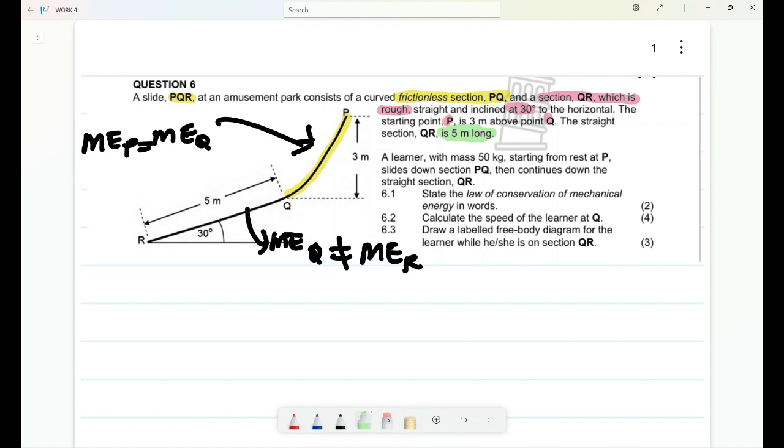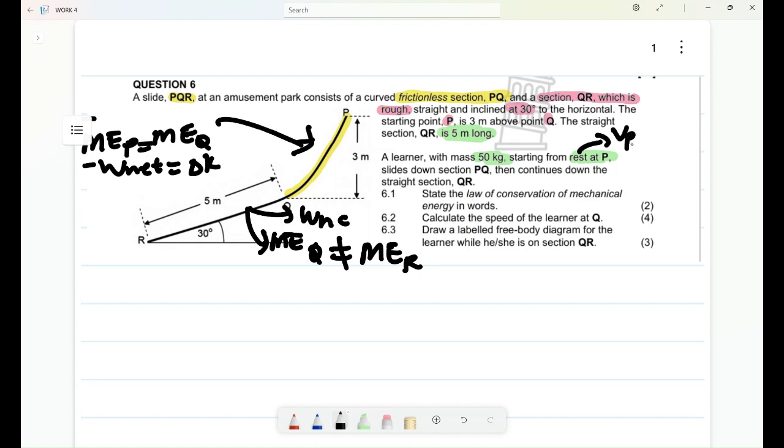I'm happy to attempt this question. Here, remember, we can use this formula and this formula. Since it is not conserved here, you can only use the other two. We can also use work done by non-conservative force. Let's go without wasting any further time. A learner with mass 50 kg starts from rest at point P. This information is very important. Rest.